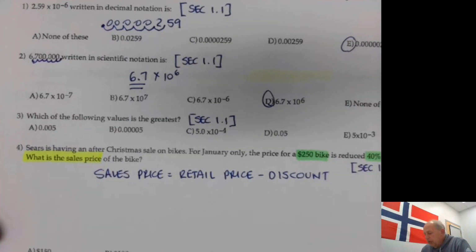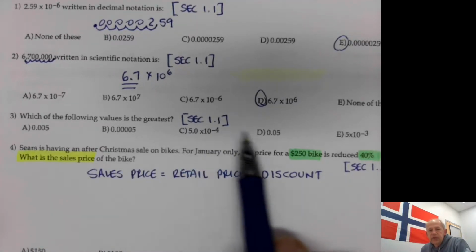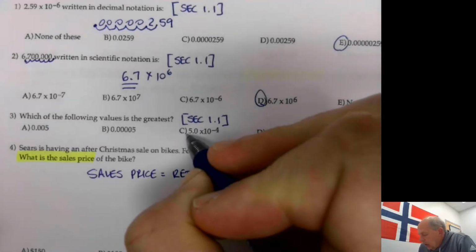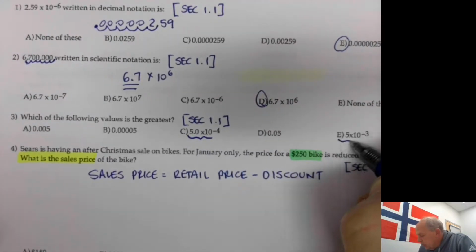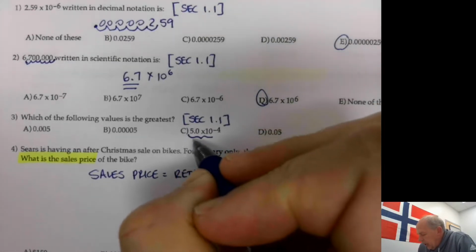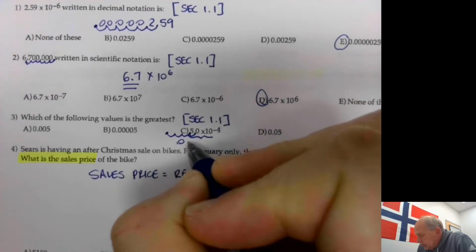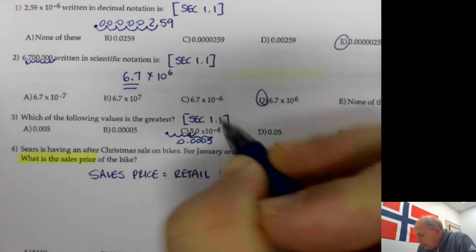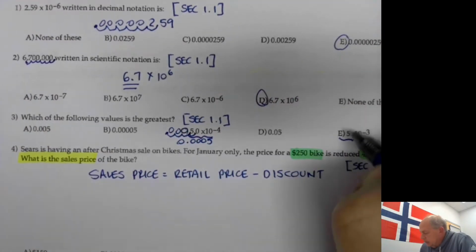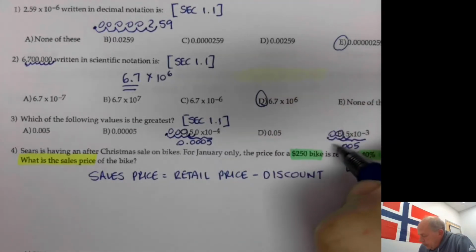Number 3, which of the following values is the greatest? I have a decimal, scientific notation, decimal, scientific notation. Let me convert these two scientific notations to a decimal, then I can compare these using the number of zeros after decimals. 1, 2, 3, 4. So 0.0005 has 3 zeros, and 1, 2, 3. That has 2 zeros after the decimal.